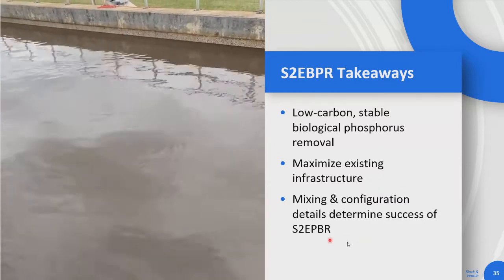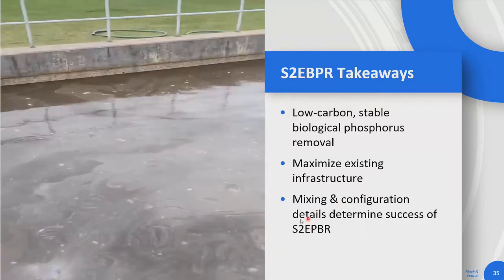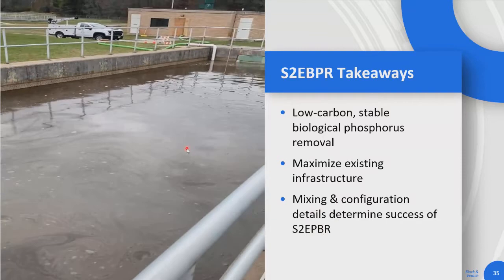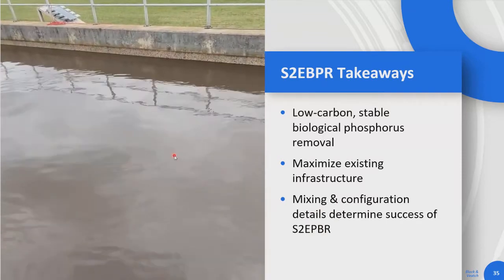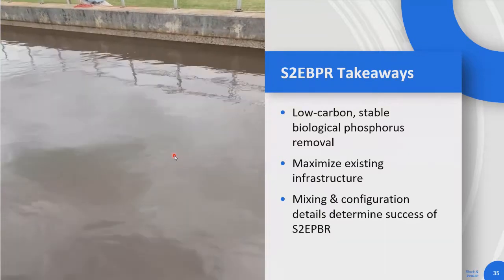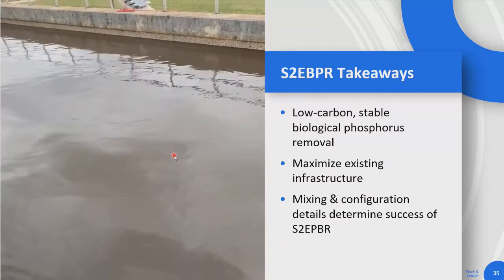And then our mixing and configuration details determine the success of our S2EBPR. So again, how do we get scum out? How do we cycle mixers? That's really one of the big design challenges with these systems, making sure that the practical part works really well, and that can enable that good carbon cycling.